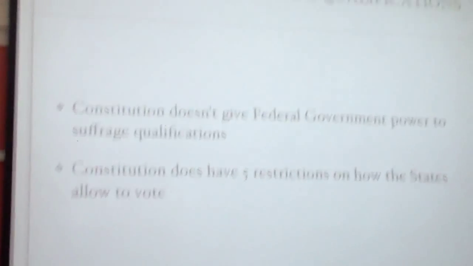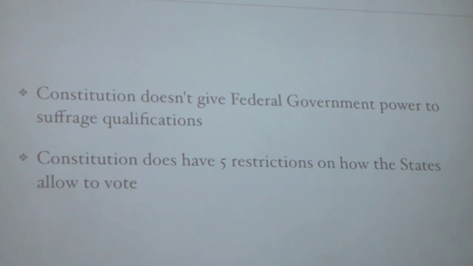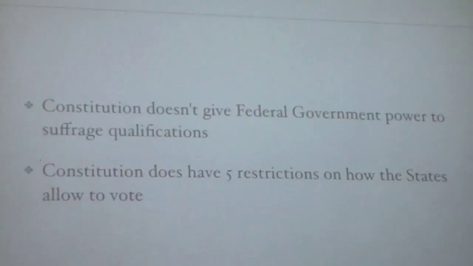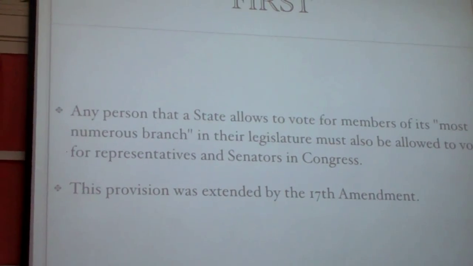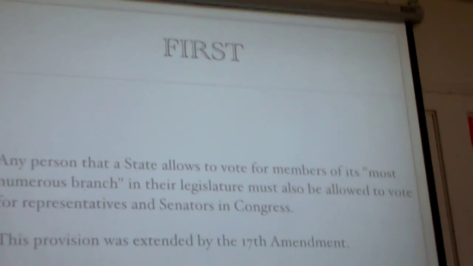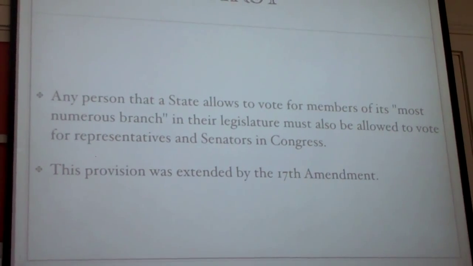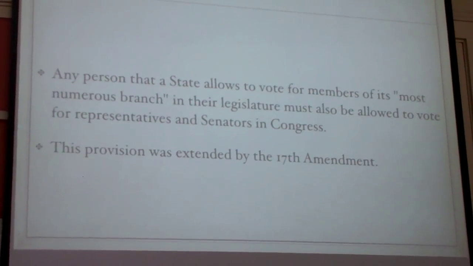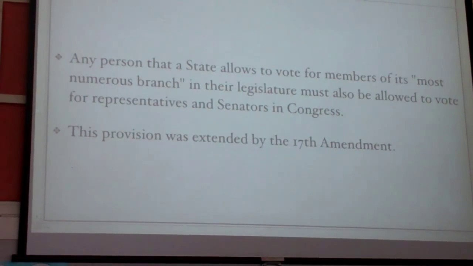The power to set voting qualifications. The Constitution doesn't give the federal government power to set suffrage qualifications. The Constitution does have 5 restrictions on how the state allows people to vote. The first is any person that a state allows to vote for members of its most numerous branch of the legislature must also be allowed to vote for representatives and senators in Congress. This provision was extended by the 17th Amendment.